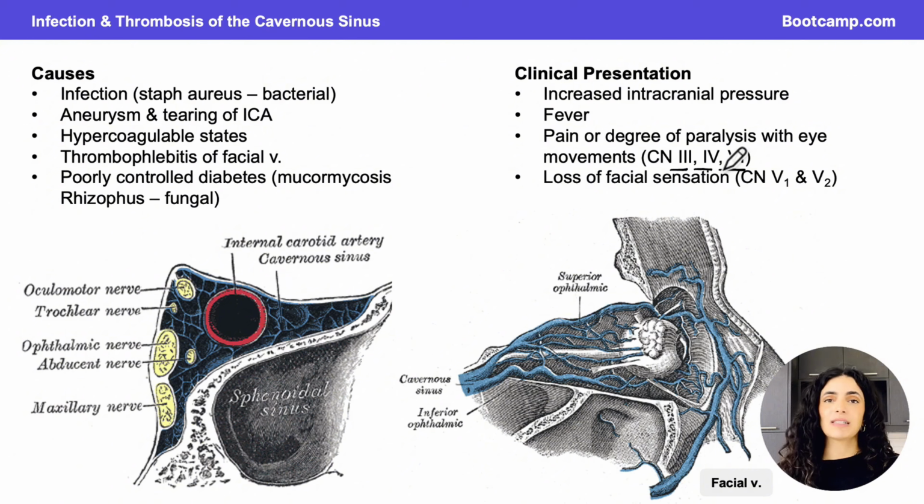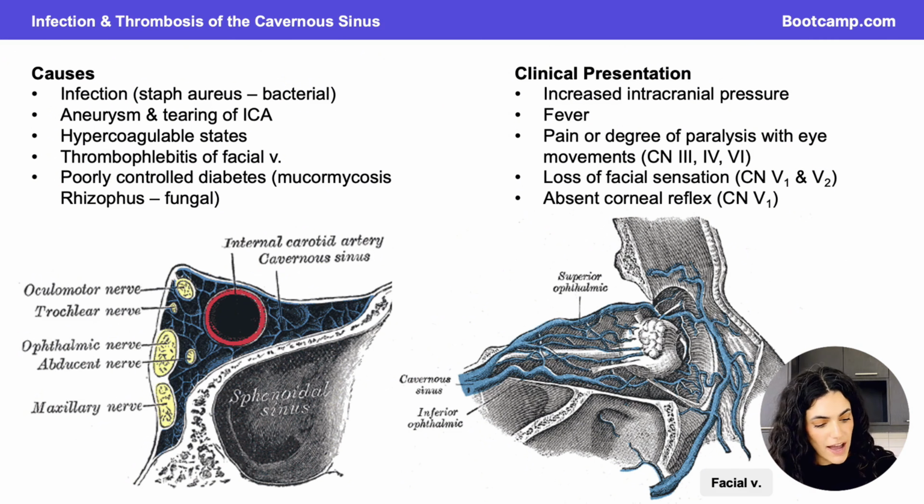Next, we can also see some type of loss of facial sensation because we know that cranial nerve V1, our ophthalmic branch, and cranial nerve V2, our maxillary branch of the trigeminal nerve, contribute to the sensory innervation of the face. So if we have infection in the cavernous sinus, it can damage those nerves and sensory innervation can't occur. And then lastly, we may see an absent corneal reflex because we know that the corneal reflex fibers are carried by cranial nerve V1, the ophthalmic branch of the trigeminal.